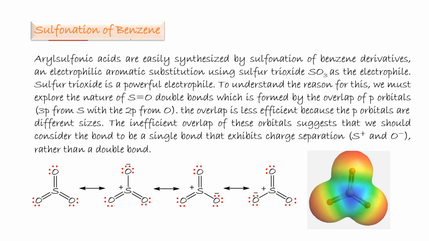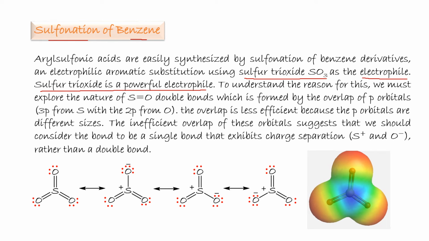Sulfonation of benzene. To synthesize aryl sulfonic acids, we use a mixture of sulfuric acid and sulfur trioxide as electrophile. The sulfur trioxide is a powerful electrophile.